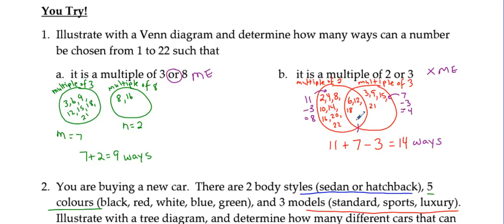And in the middle, there are 3 multiples of both. So there are 8 numbers that are only multiples of 2, there are 4 numbers that are only multiples of 3, and there are 3 numbers that are both. So another way that this question could be answered is multiple of 2 only plus multiple of both plus multiple of 3 only, and that also gives you 14 ways. So there's just 2 different ways of answering that question.